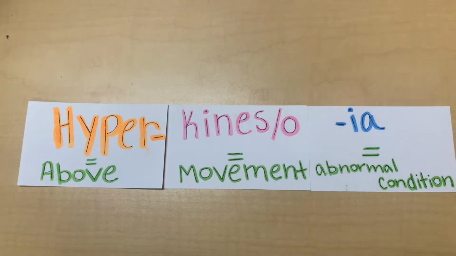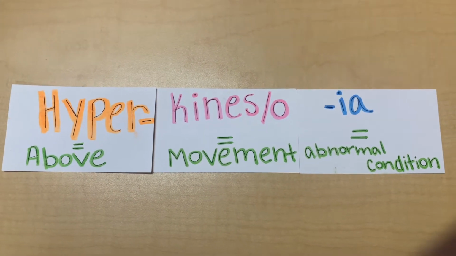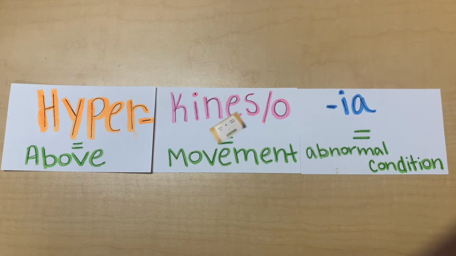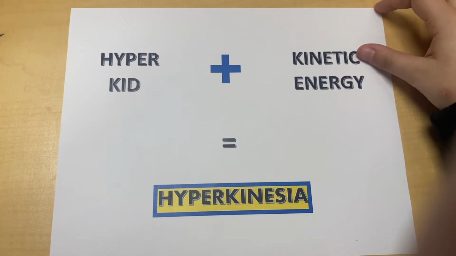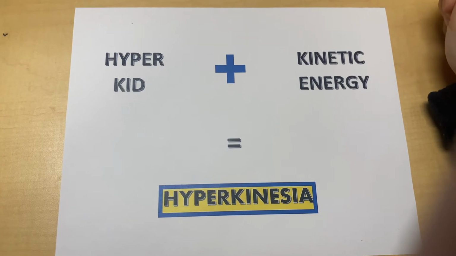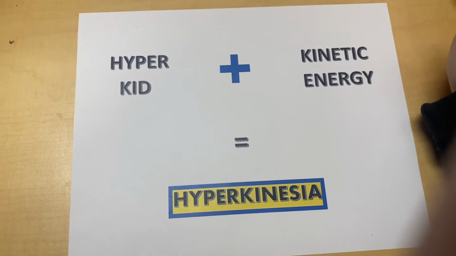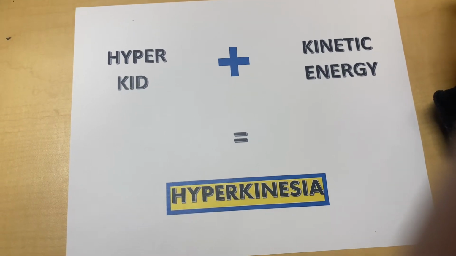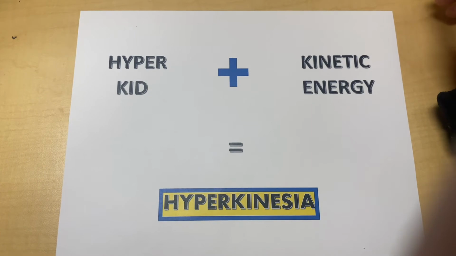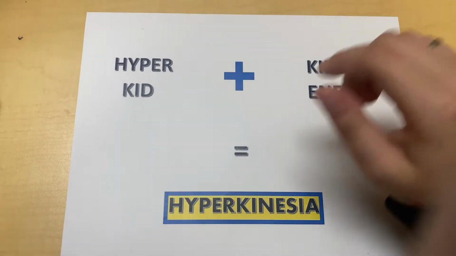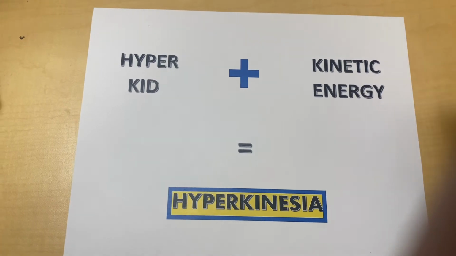So that is just a breakdown of the word, and now I'm going to show you a way to remember it a little easier. Alright guys, so right here I have an example of how I remember hyperkinesia. So when I think hyper, I think of a kid with a lot of energy, normally an abnormal amount of energy, excessive energy, one that normally runs in circles and never gets tired. And then kinetic energy is energy produced by motion.